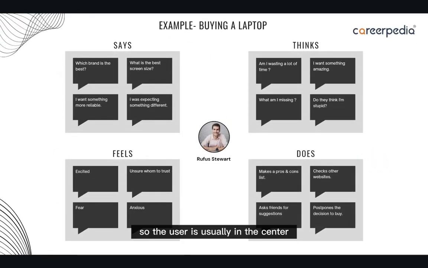So the user is usually in the center. Let us say our user here is Rufus Stewart. So he's buying a laptop. Now this is his empathy map. On the top we have what he says. He says things like, which brand is the best? What is the best screen size? It looks like he wants something more reliable. He wants something different, something unique.